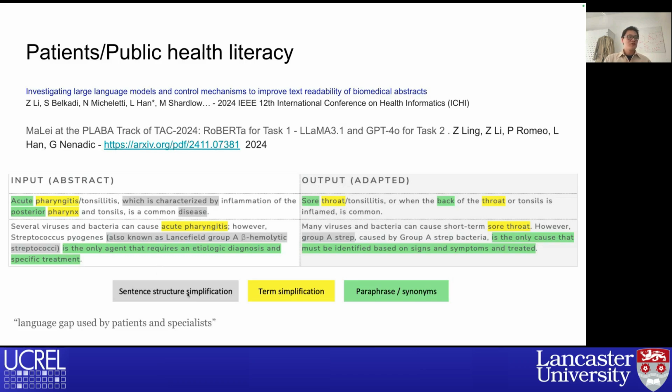So there is sentence structure simplification, term simplification, phrase paraphrase, or synonyms. This is the task of simplification. For example, acute pharyngitis, tonsillitis, which is kind of blah, blah, blah, can be simpler as a sore throat, right? People understand what a sore throat is.